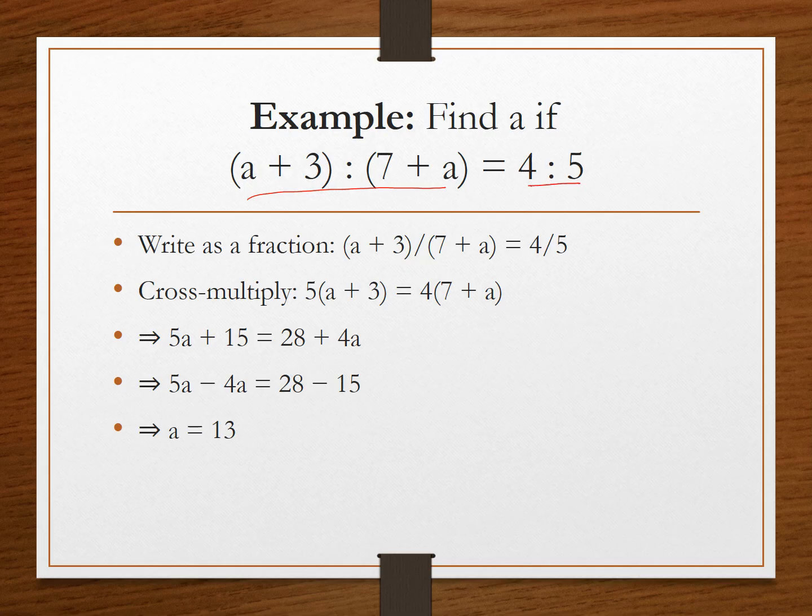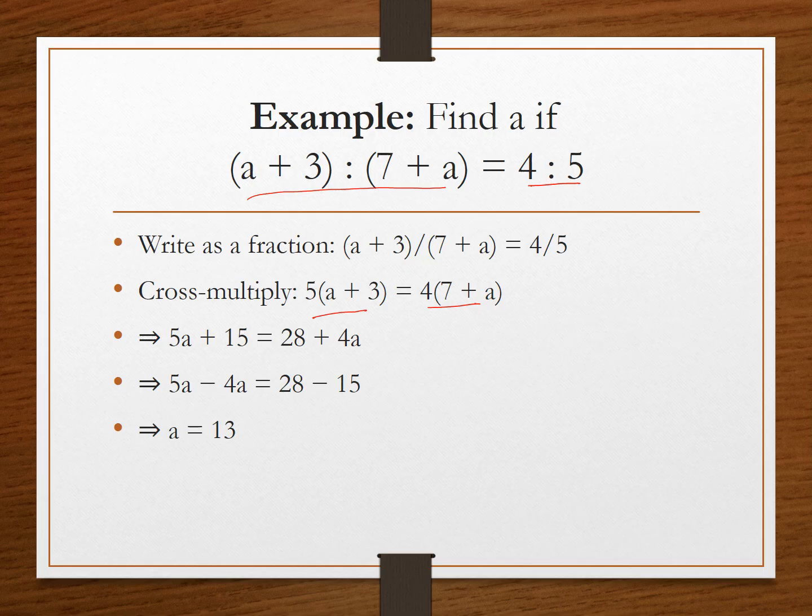The first step is we will convert these ratios into fractions as (A plus 3) over (7 plus A) is equal to 4 over 5. So after cross multiplication, we will get 5 into (A plus 3) is equal to 4 into (7 plus A). So after expanding the brackets, we will get 5A plus 15 is equal to 28 plus 4A.